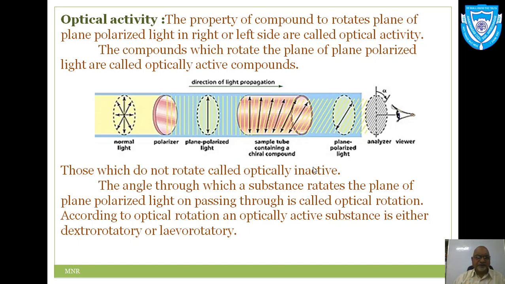Now here, if you see, there is a normal light, a polarizer, maybe a prism, and then a plane polarized light. This plane polarized light can rotate either to the right hand side or to the left hand side. Here in this case, it is rotating towards the right hand side, through an angle alpha. So there is rotation either towards the right hand side or the left hand side.